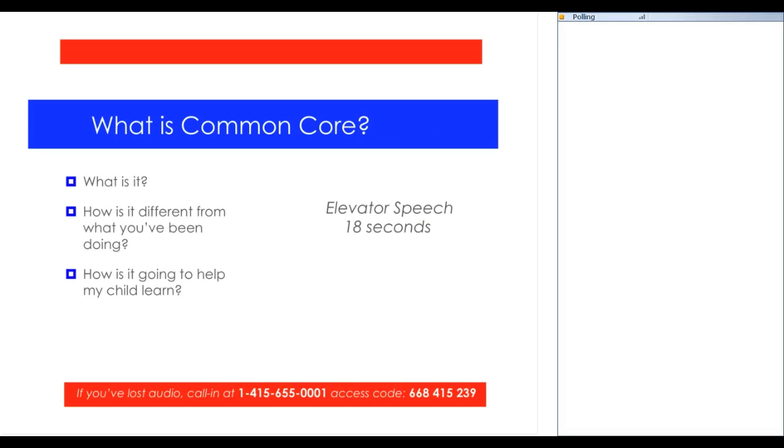So when I say what is Common Core, what is this new initiative? Well, let's pretend that you're in an elevator and the doors open and the president of Coca-Cola walks in, and he or she happens to be a parent of one of the kids that you teach. And this parent asks you, okay, what is this Common Core that I'm hearing about? How is it different than what teachers have been doing for the last 10 years? And how is it going to help my child to learn? So let's pretend you have about 18 seconds in the elevator to tell that parent, who might be a supporter in the future, maybe even give you a grant, what is Common Core?